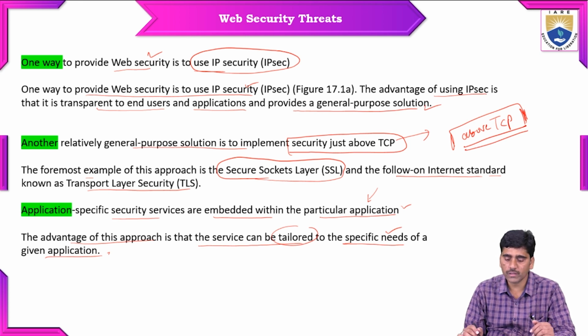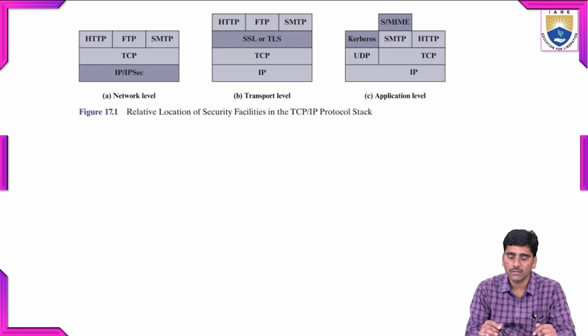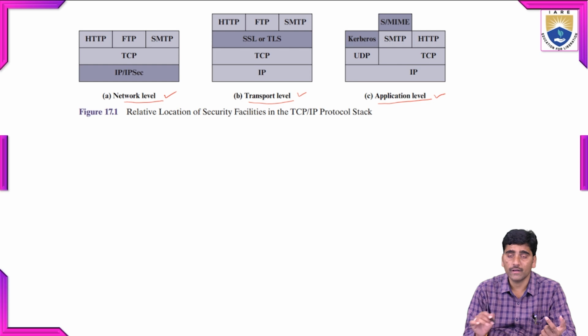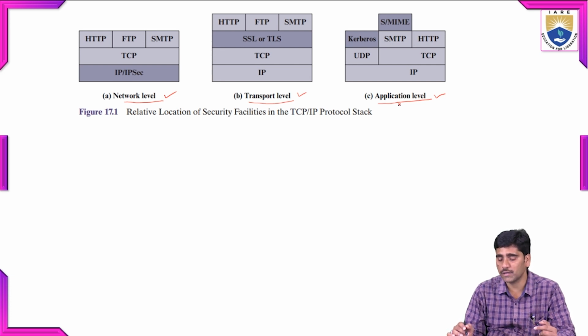So these are the three additional layers that provide web security. They are represented in the form of diagrams. The first one is the network level, the second is the transport level, and the third is the application level. The network level provides additional security for the network level, then for the transport level, and then for the application level.